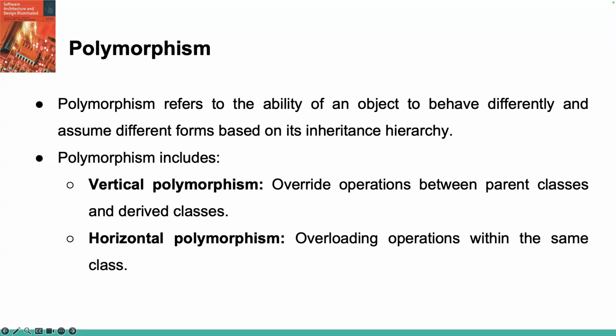For example, a base class shape may have a method called draw, and derived classes like circle and square can each override draw to behave differently, drawing a circle or a square respectively. And then horizontal polymorphism. Horizontal polymorphism happens when operations are overloaded within the same class. For instance, the class might have multiple methods named print, but each one handles a different type of data.